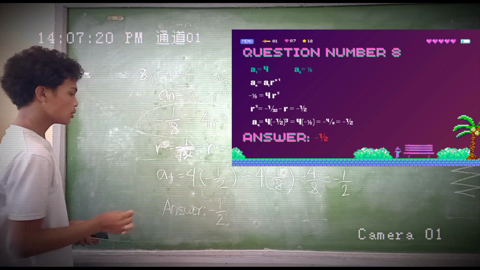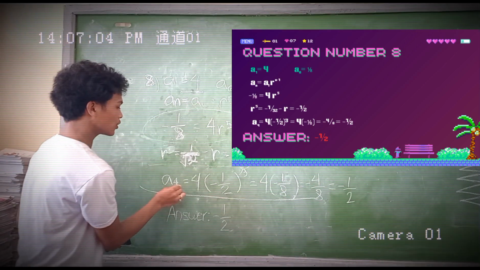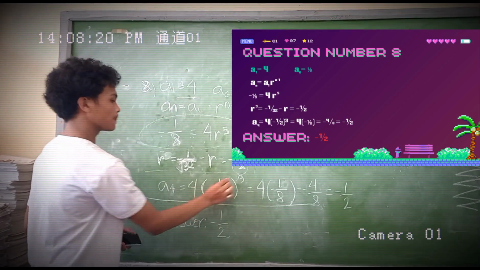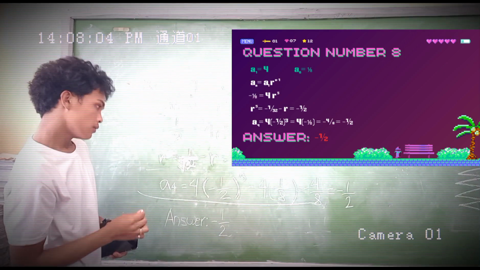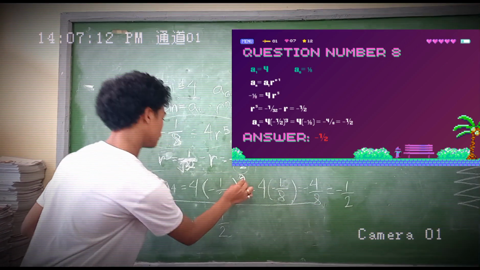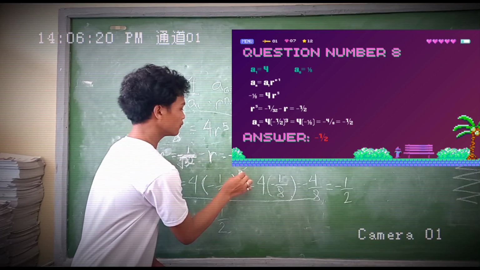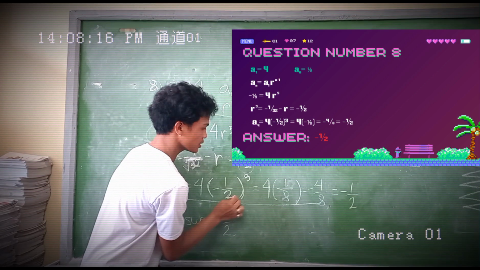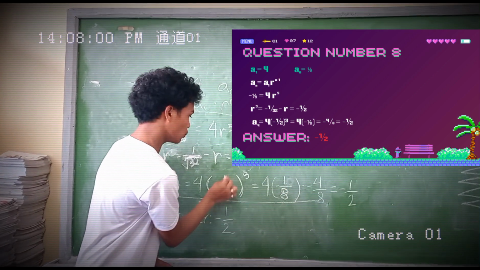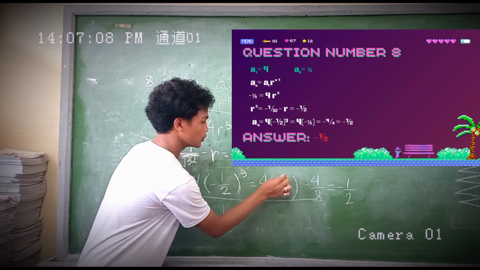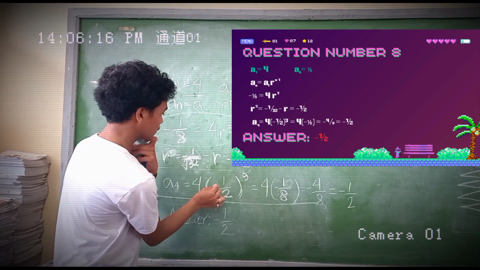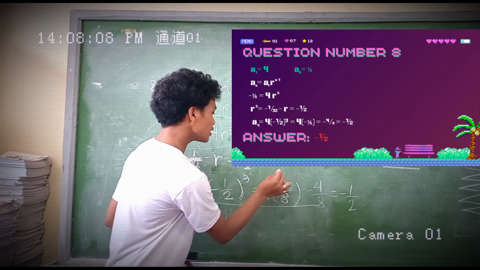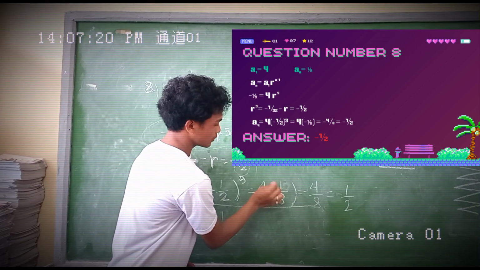So in this figure, a sub 4 equals 4 times negative 1/2, which is there, cubed. So we are going to find the cube of 2, which is 8. Then 1 follows, which gives us the answer negative. Don't forget the sign. So which gives us the answer negative 1/8. So we have 4 times negative 1/8.